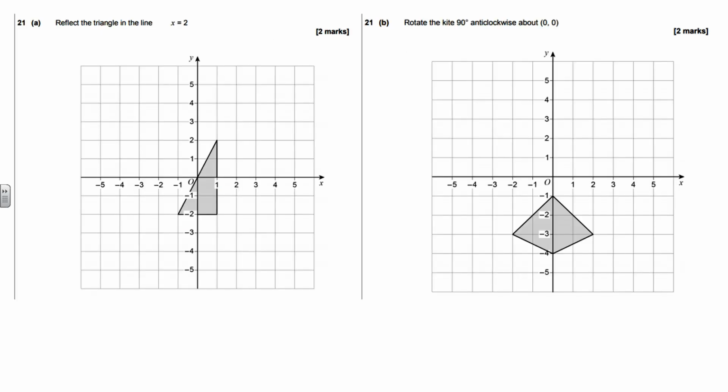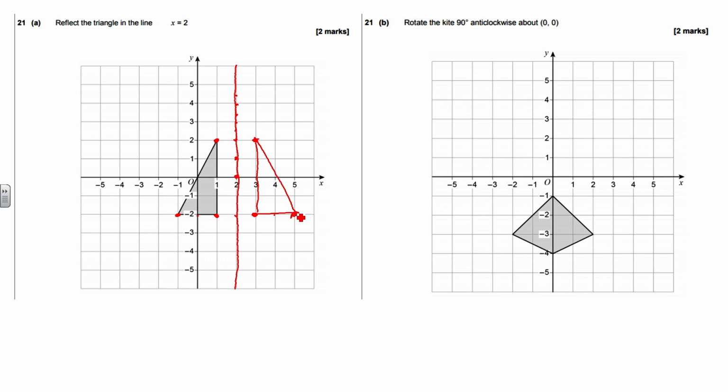Question 21. Reflect triangle in the line x equals minus 2. So the line x equals minus 2 is the line where the x coordinate is minus 2. So the line x equals minus 2 is that line of points there. So if I'm reflecting here, this corner goes 1 square to the line, 1 square beyond. This corner goes 1, 2, 3 to the line, 1, 2, 3 beyond. This corner goes 1 to the line, 1 beyond. There's the 3 corners of my reflected triangle.